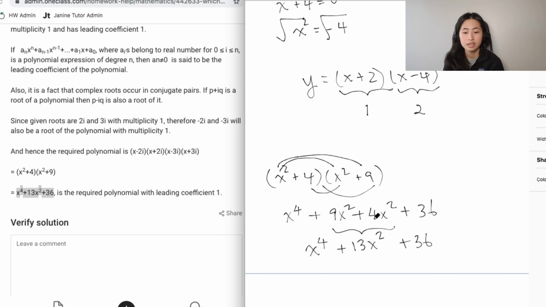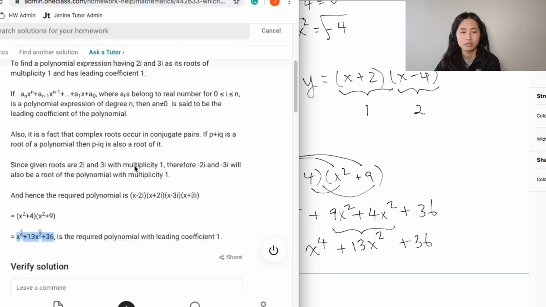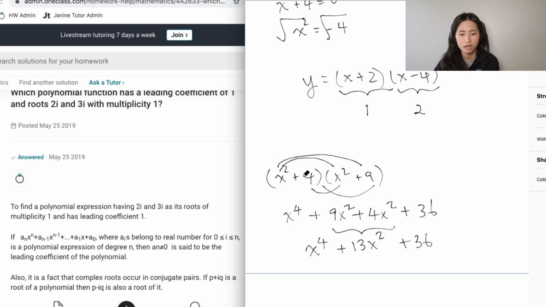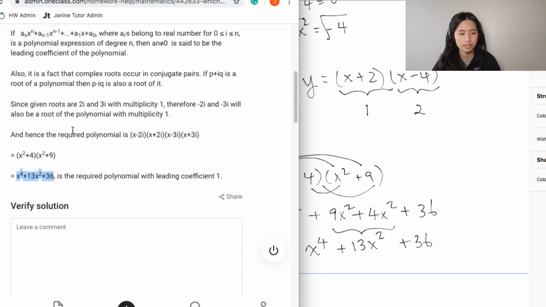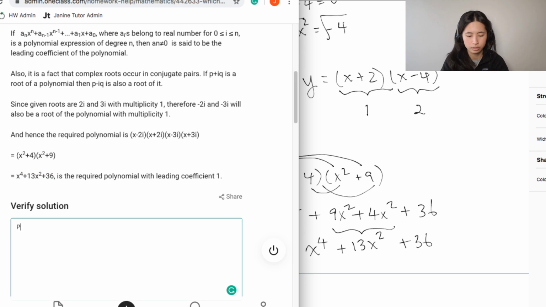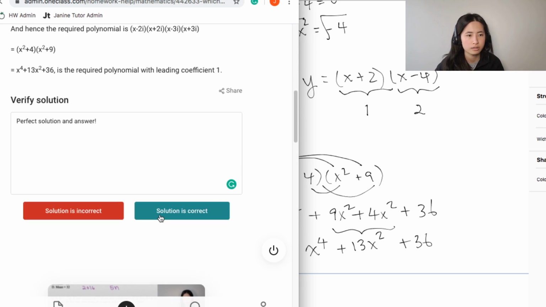So yeah, your degree is going to be 4, right? Leading coefficient is 1 because it's multiplied to the highest power of x. And the multiplicity of x squared plus 4 is going to be 1, and the multiplicity of x squared plus 9 is going to be 1. So this is your polynomial function, and it's absolutely right. Okay, so the solution is correct.